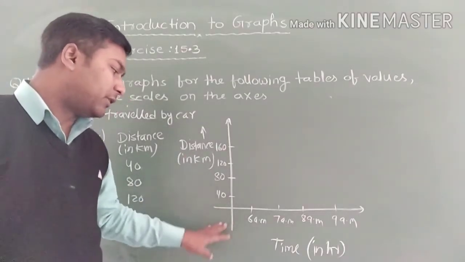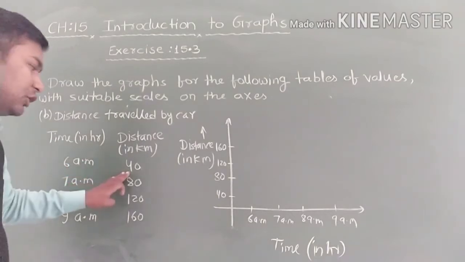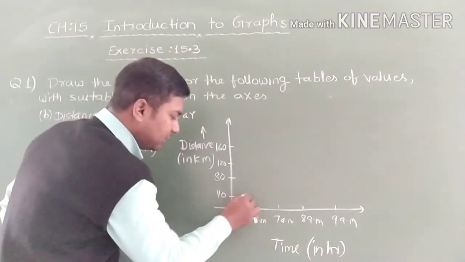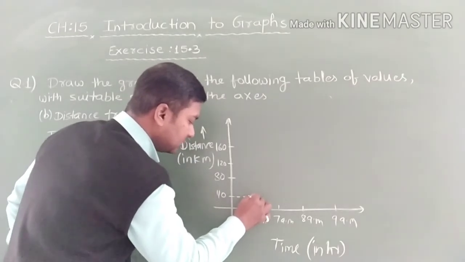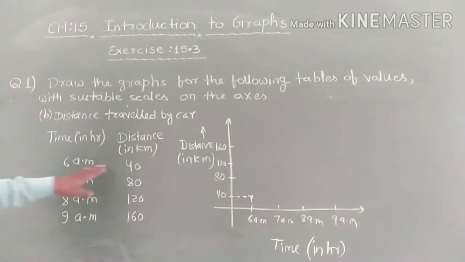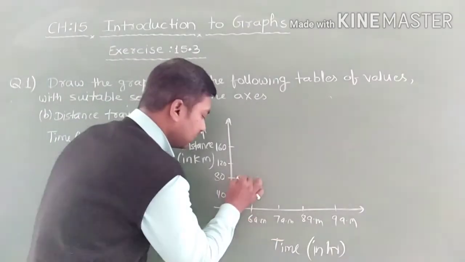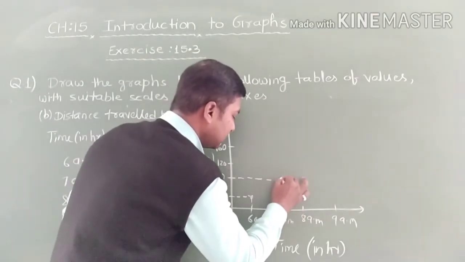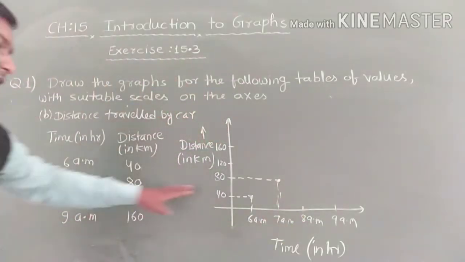So what we have to draw? We have to draw a graph. So simply, at 6 am the distance is given as 40 kilometers, so draw a dotted line. So this point is 6 am and 40 kilometers. Now again next, 7 am to 80 kilometers. So this is 7 am, this is 80 kilometers. Now just draw a dotted line. So this point is 7 am to 80 kilometers.